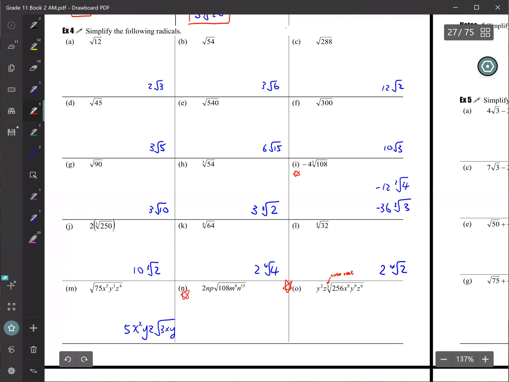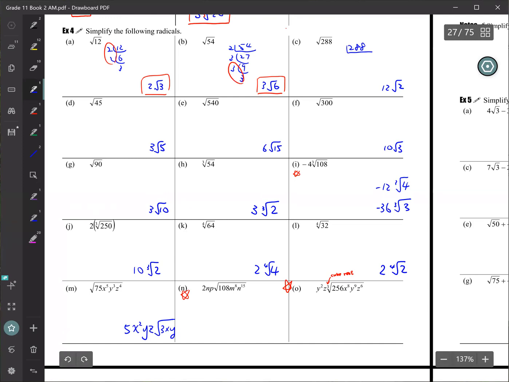Okay, so I'll quickly go over the answers. 12, I can break it down into 2, 6, 2, 3, right? So you can see 2 goes out. So that's correct. Next one, 54. So you can do 2, 27, 3, 3, 3. So you get a pair of 3. 3 goes out, 6 left inside. Perfect.